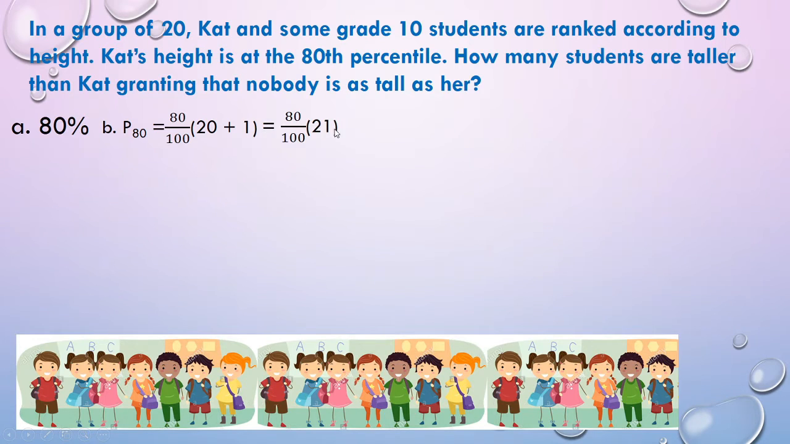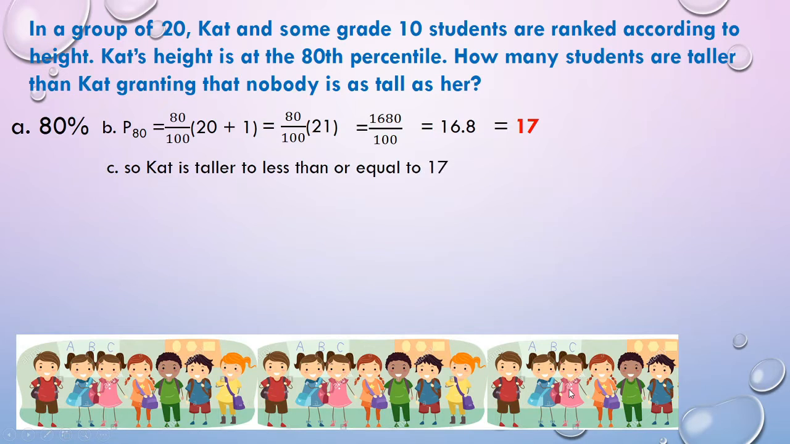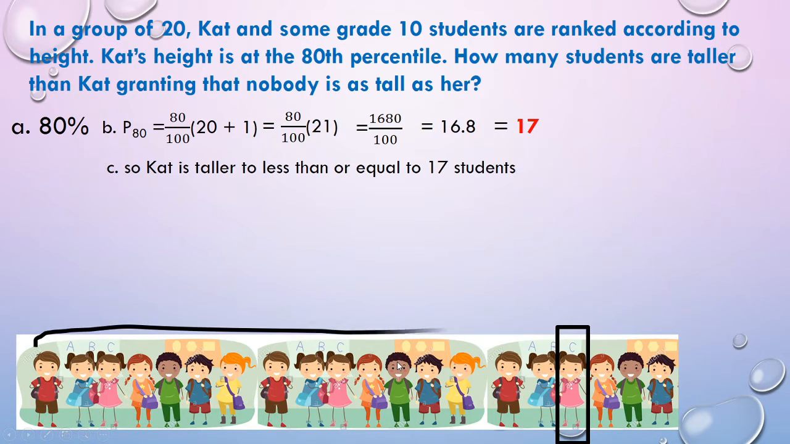Okay, so simplifying, we will get 16.8. Position po ang hinahanap natin, so kailangan sakto ang sagot, rounded to whole number. That's equivalent to 17. So, yun ang position ni Kat, pang 17. So, Kat is taller than or equal to 17 students.